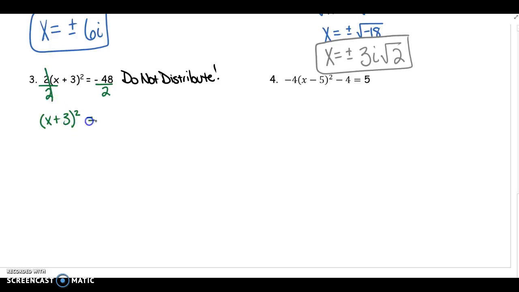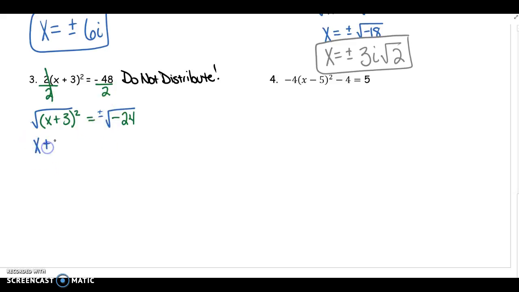squared equals -24. And notice I'm anticipating what step is going to come next, and so I'm spacing out my equals and my negative 24 a little bit. Now to get rid of that square, we square root. And if we put a square root in, what else do we put in there? The plus minus.